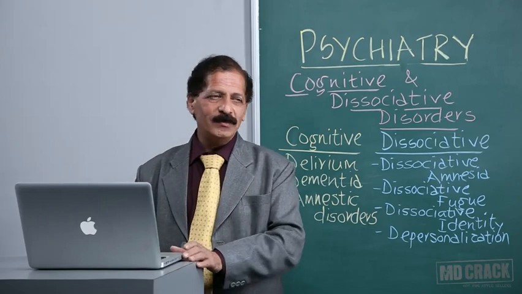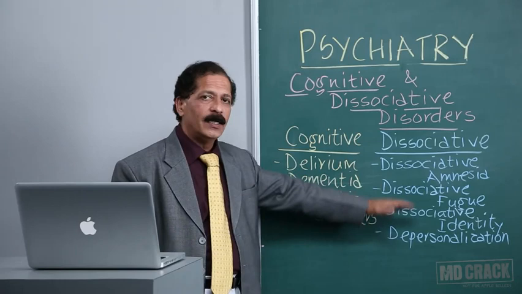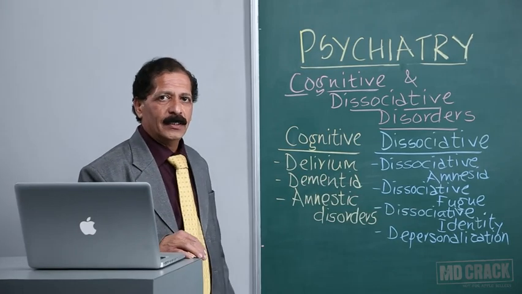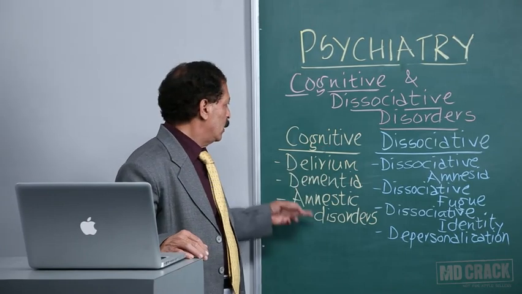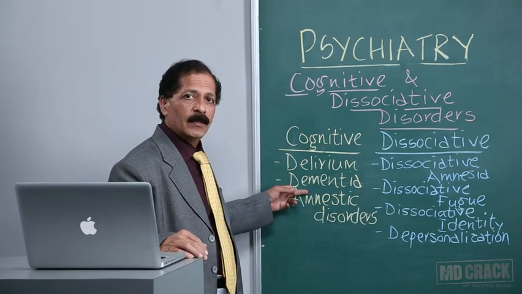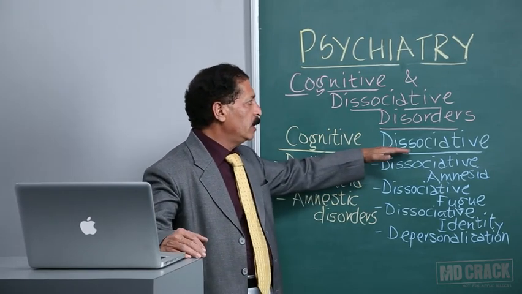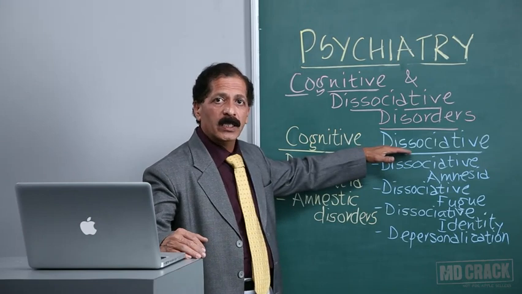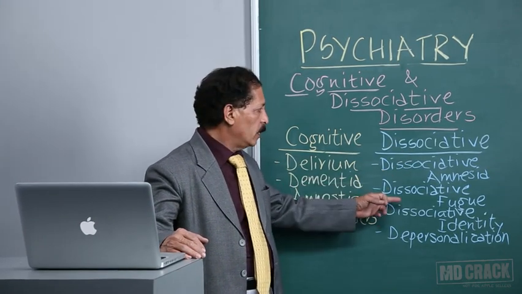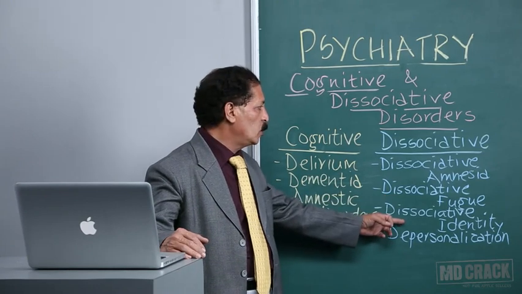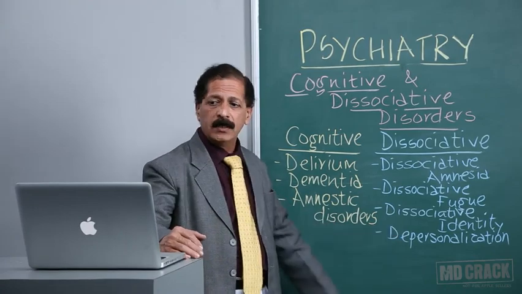Have a look at this board. Cognitive and dissociative disorders. Cognitive on the left side and dissociative on the right side. Here, the main problem is cognition. So you get here delirium, dementia and amnestic disorders. And on the right side, the main problem is dissociation. So they are called dissociative disorders. It includes dissociative amnesia, dissociative fugue, dissociative identity disorder and depersonalization disorder.